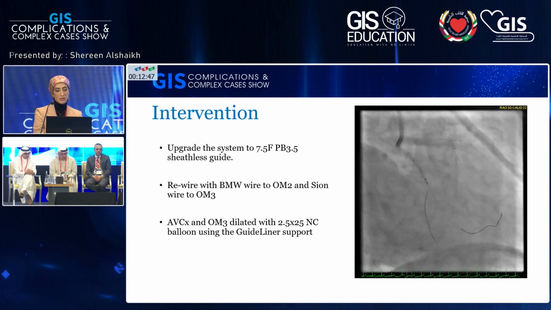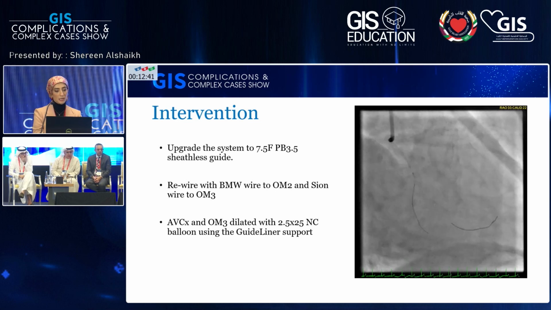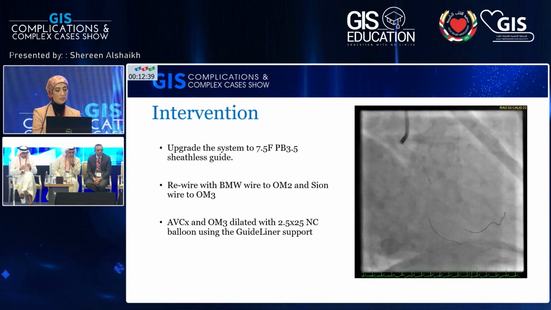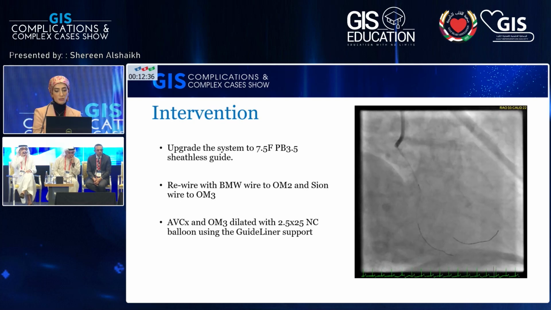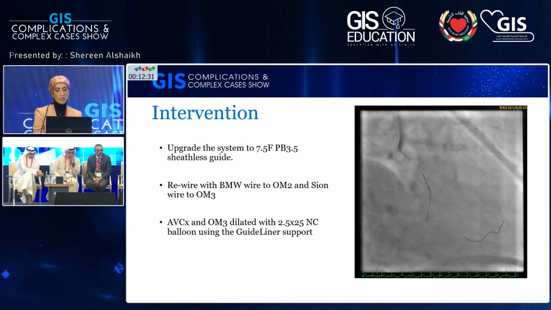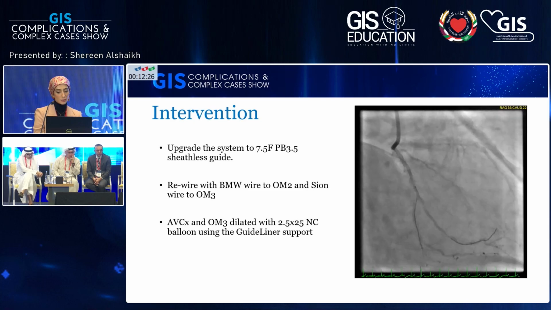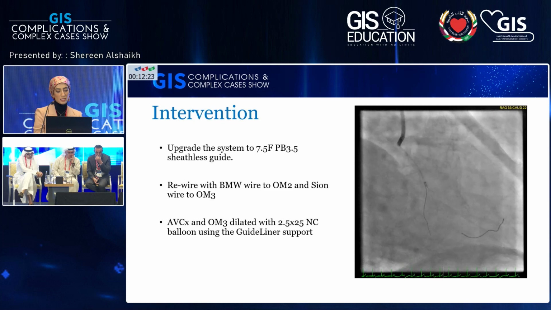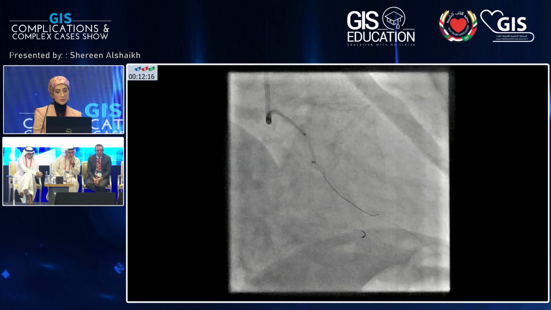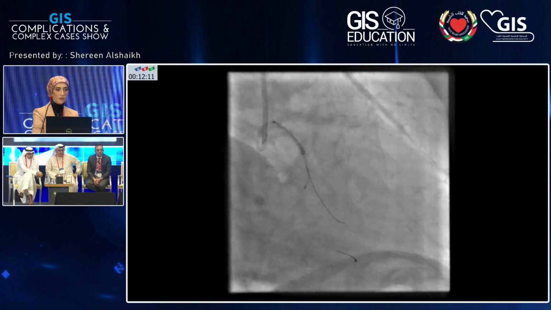He knew that it was a difficult and complex procedure, so he upgraded the system to a 7.5 French sheathless guide, Power Backup 3.5. He rewired the second obtuse marginal with the PMW. There was a difficulty in wiring the OM3, so he used the dual lumen catheter to wire that branch with the Sion wire. He delivered the NC balloon using the guide liner support and dilated both branches. He was happy with the pre-dilatation and the preparation of the lesion.